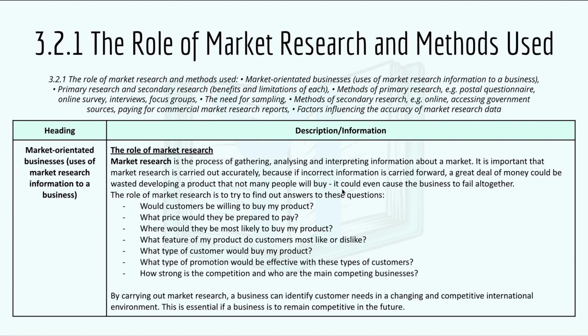We'll move on now to 3.2.1, the role of market research and the methods used. And here's market orientation businesses. We will look into the role of market research first. Market research is a process of gathering, analyzing, and interpreting information about a market. It is important that market research is carried out accurately, because if incorrect information is carried forward, a great deal of money could be wasted developing a product that not many people will buy.